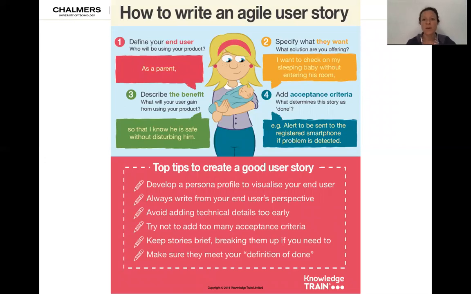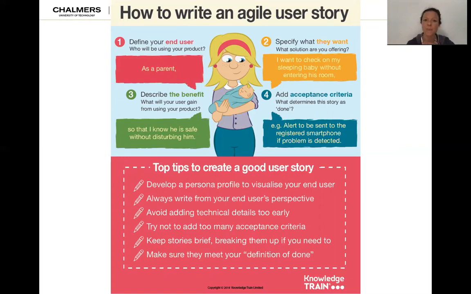Second, specify what they want. So what are you offering? In the user story here, in the example, I want to check on my sleeping baby without entering the room. As a parent, I want to check on the sleeping baby without entering the room.